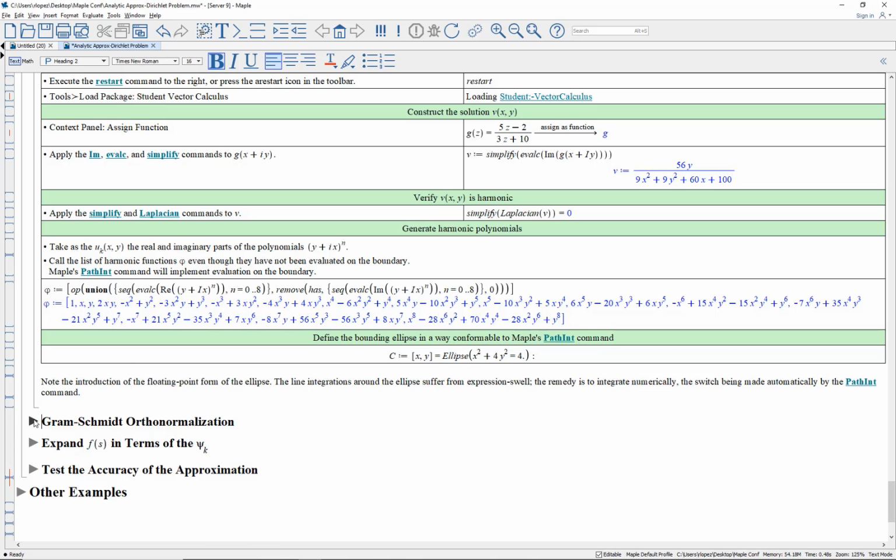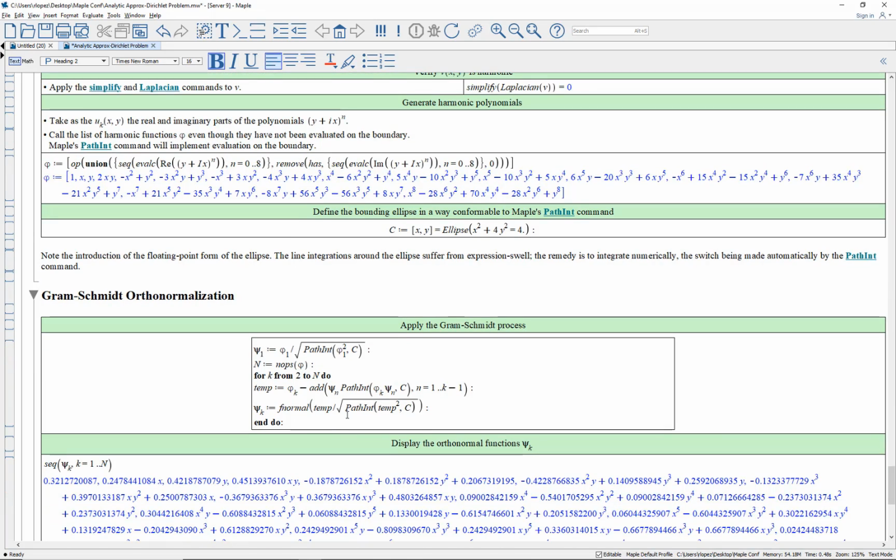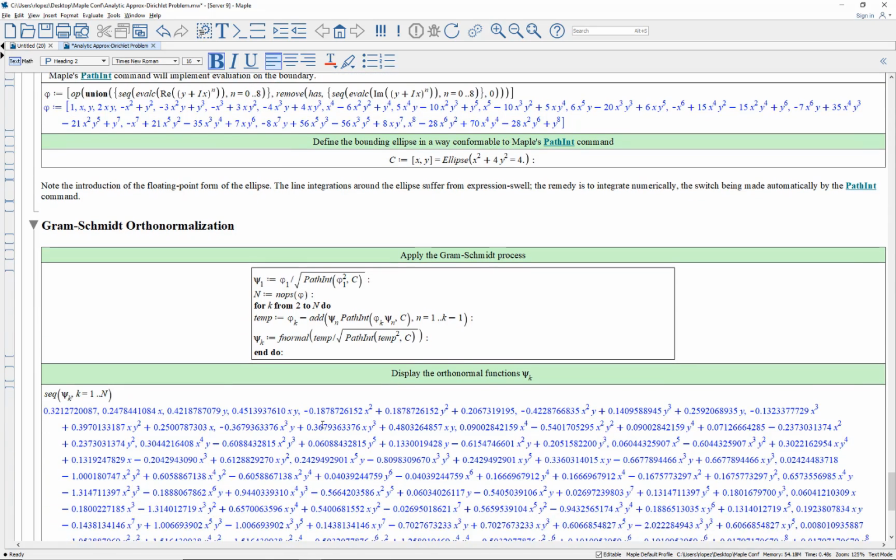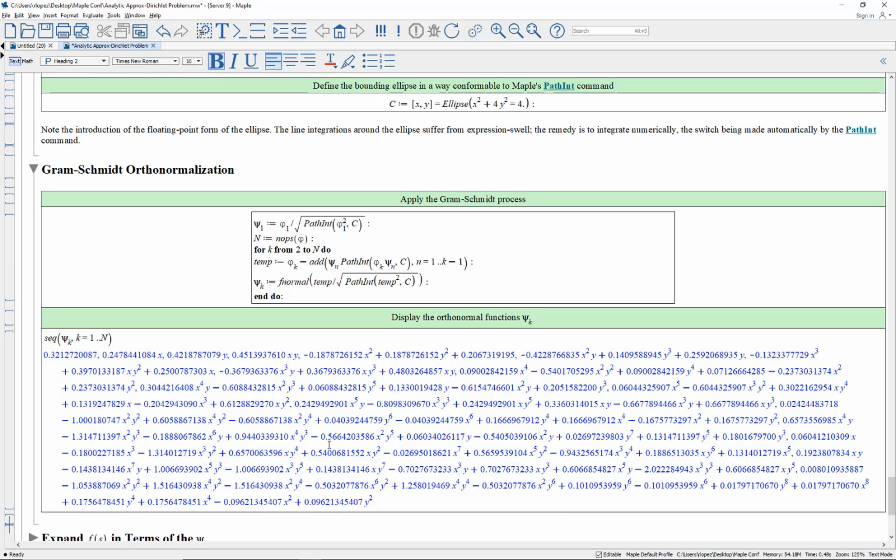Next is Gram-Schmidt orthonormalization. The code is essentially the same. The results here now show up with floating point coefficients. Why floats? Well, if you look right here, you'll see this decimal. That tells Maple's path command that it should kick over into numeric evaluations. And that makes sense because I'm integrating around the boundary of an ellipse. And if you do it exactly, you get elliptic functions, and the expression swell is tremendous. So here are the psi k's.